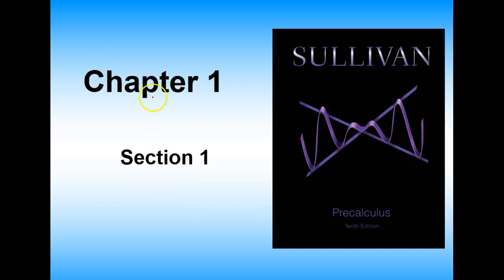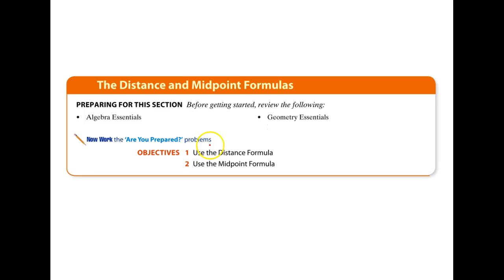All right, here we're looking at Chapter 1, Section 1 in our pre-calculus book. The big thing I want to look at during this section is our learning targets, which are right here under objectives. First, we're going to be using the distance formula, and then we're going to be using the midpoint formula. So these need to absolutely go in your notes.